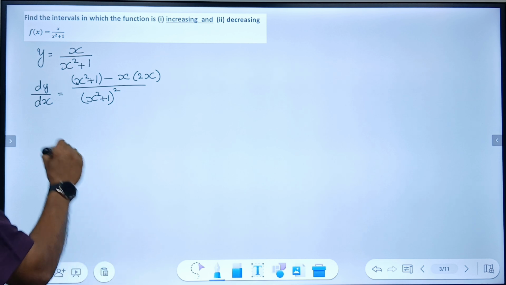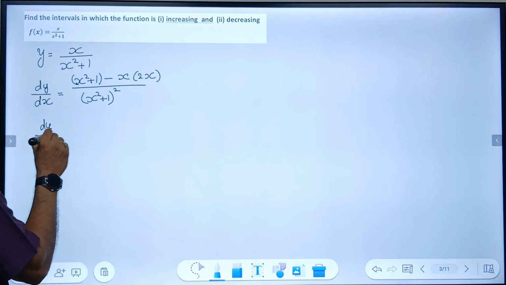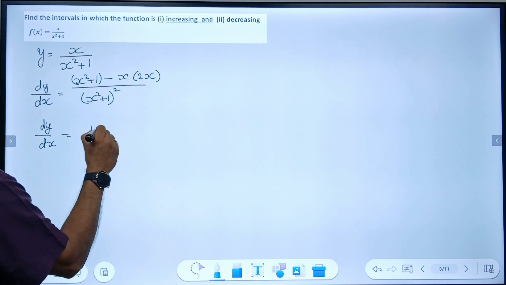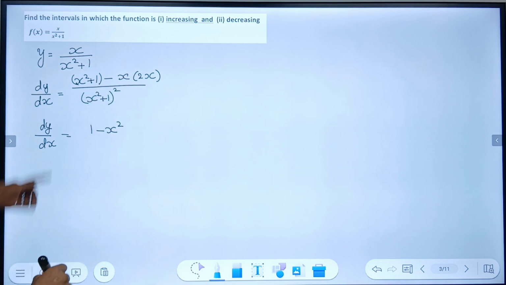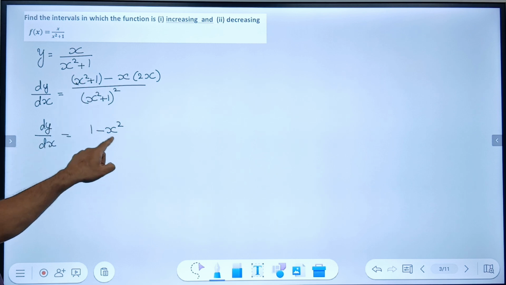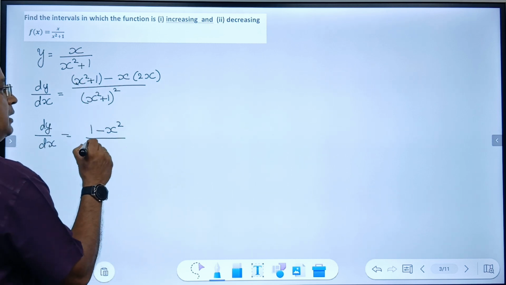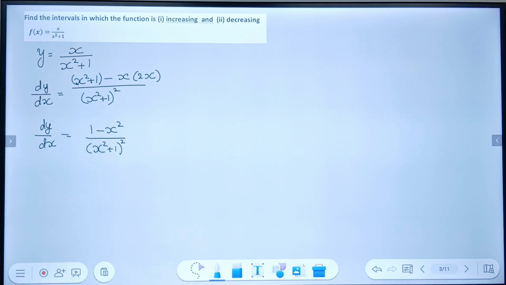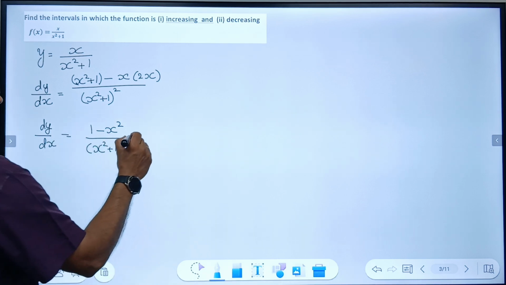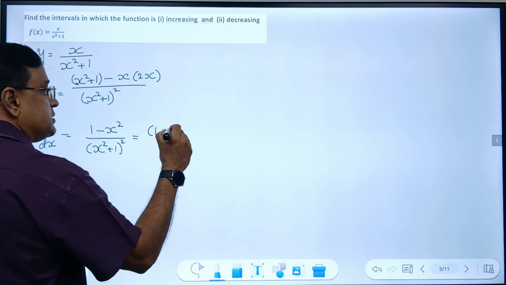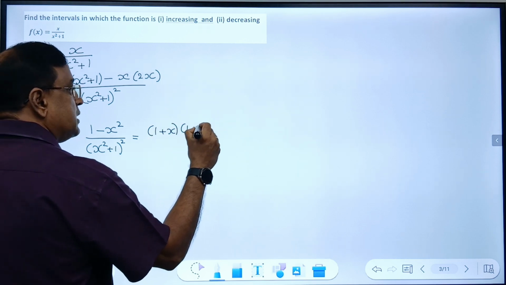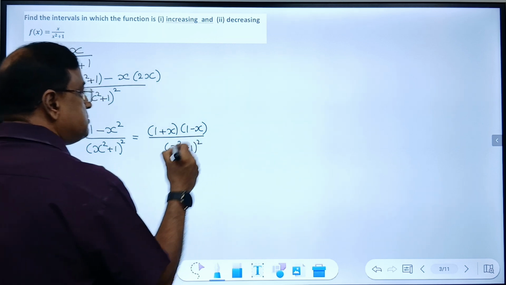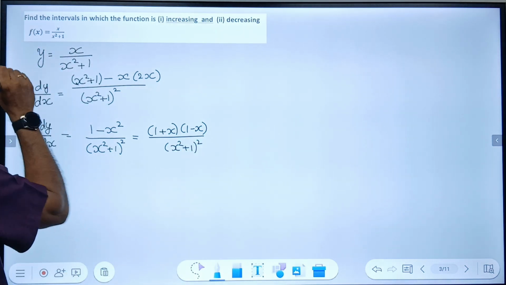Very simple. So now dy by dx is equal to, if I simplify this, I get 1 minus x square, because this is x square, this is minus 2x square, it becomes minus x square, divided by x square plus 1 the whole square. If you want, you can write this as 1 plus x into 1 minus x divided by x square plus 1 the whole square. So this is my dy by dx. This is my first step.